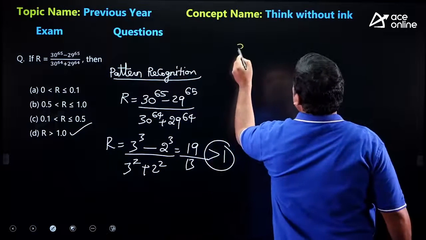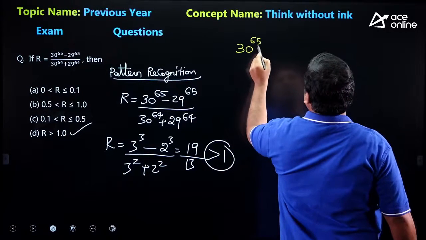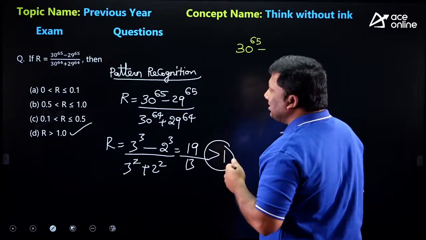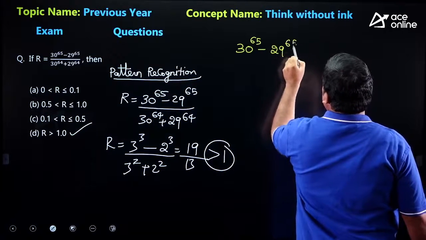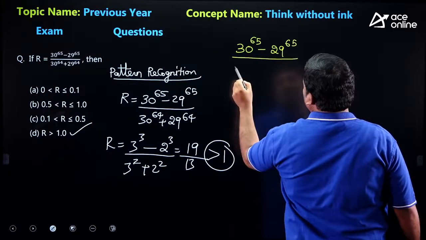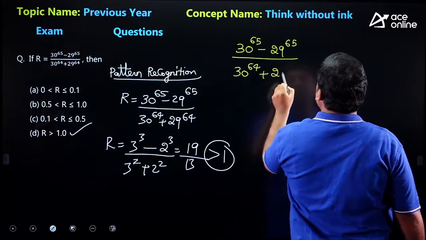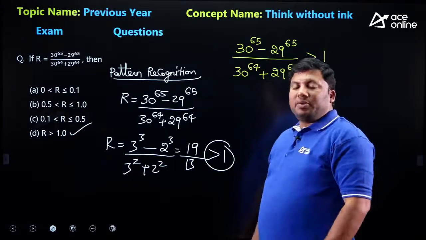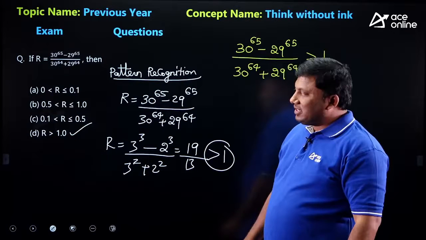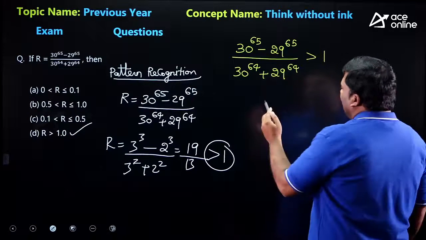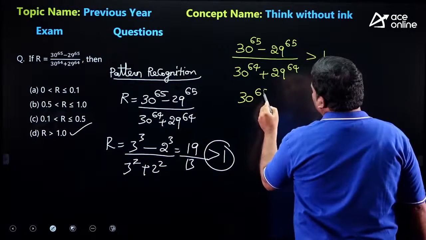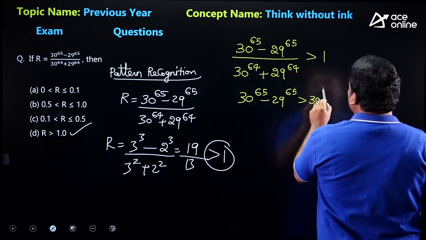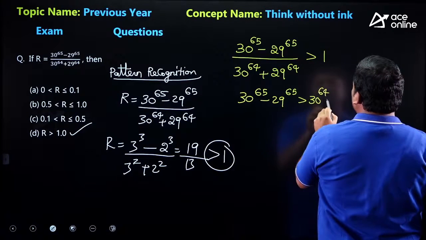This question can also be solved by the bottom-up approach. Bottom-up means from the answer we check whether the question is right or wrong. 30 power 65 minus 29 power 65 divided by 30 power 64 plus 29 power 64. If it is greater than 1, I am assuming that the last answer is right. From the answer, I am checking whether the question is right. Cross multiply. This will become 30 power 65 minus 29 power 65 greater than 30 power 64 plus 29 power 64.